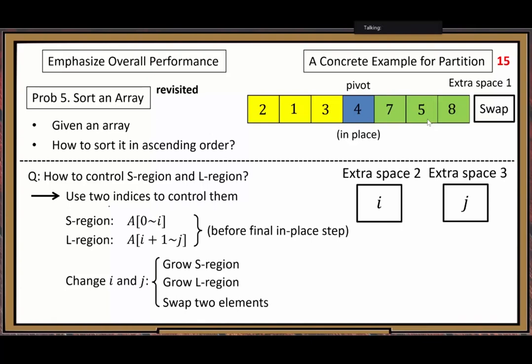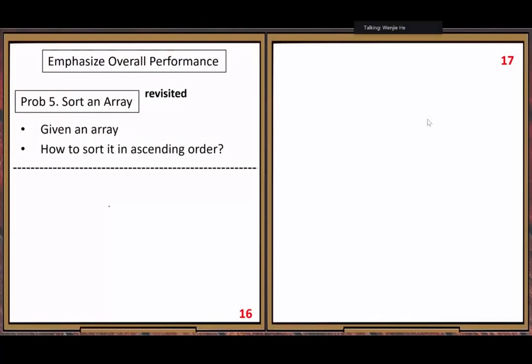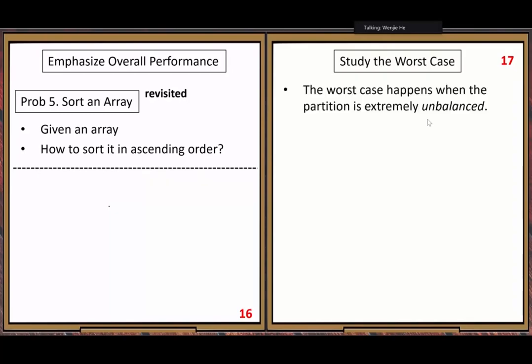All right. Then, D.5. We need to look at the worst case efficiency of Quicksort. Worst case, pretty bad, but the good thing is the probability is very low. All right. Study the worst case.